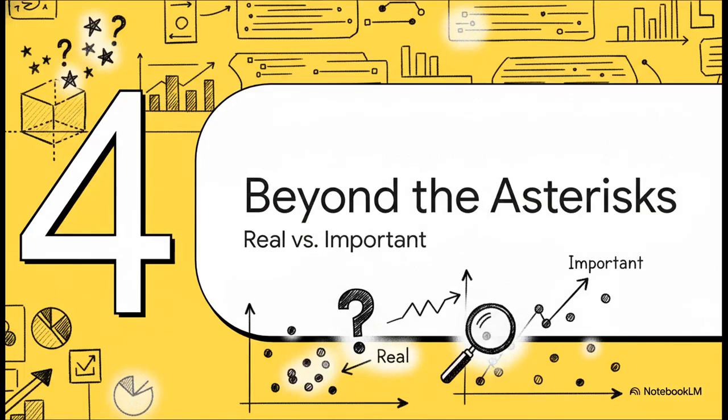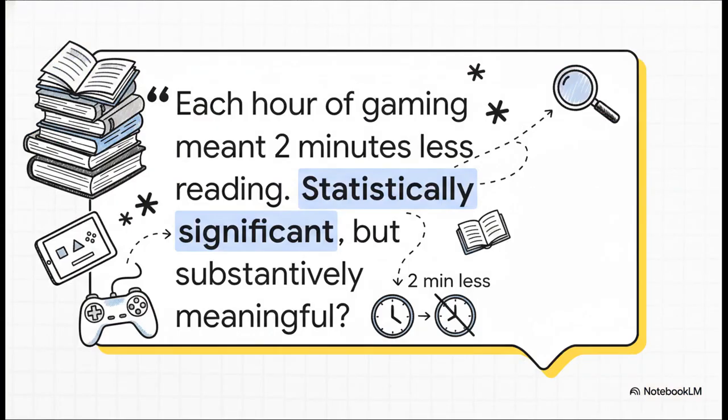But hold on, we're not quite done. There's one final, really crucial lesson in cracking this code. We've got to learn to look beyond just the asterisks and ask an even tougher question. Just because a result is statistically real, does that automatically mean it's important in the real world? Here's a perfect example to explain what I mean. A study found that for every hour boys spent playing video games, they spent 2 minutes less reading. And guess what? The result was statistically significant. It had the asterisks. It was real.